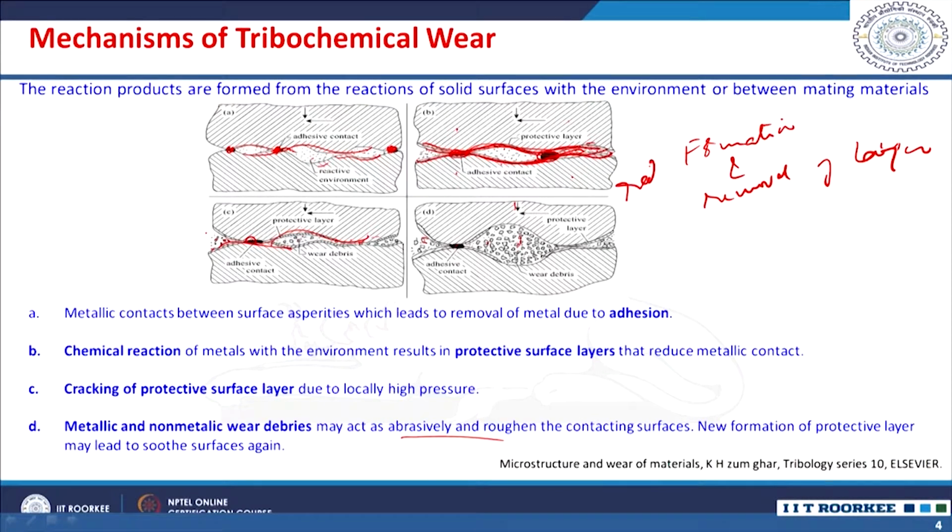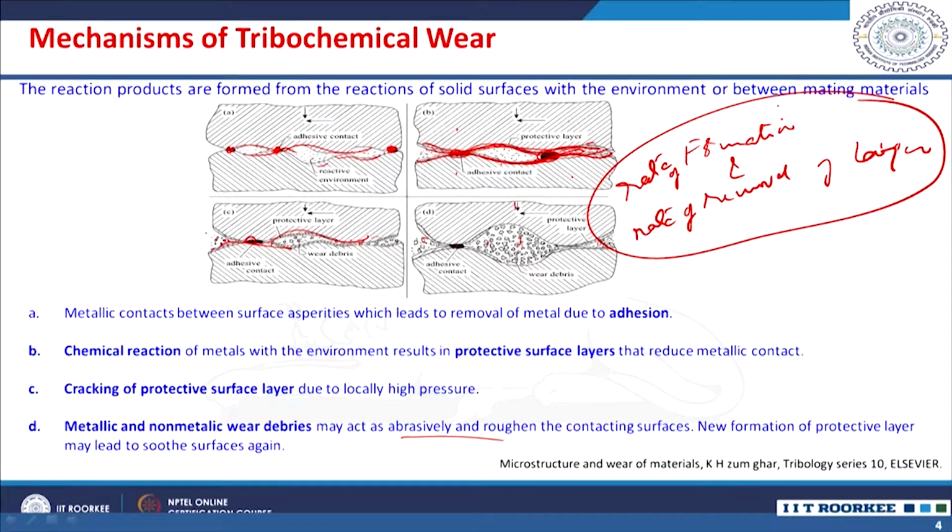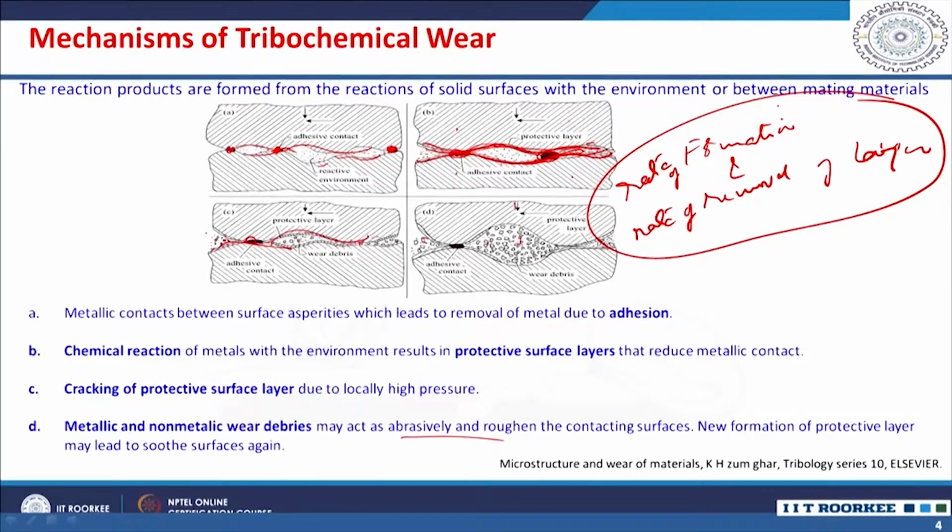The rate of formation or the rate of removal of this layer dictates whether the tribochemical wear is beneficial or not. If the rate of formation of this tribochemical layer is more than the rate of removal, then you have a protective surface, so the wear is reduced. If the rate of removal is more than the formation, you have material removal continuously, so you will have a larger amount of material removal. Then the tribochemical wear is not beneficial, or the formation of such a tribochemical layer is not protective.